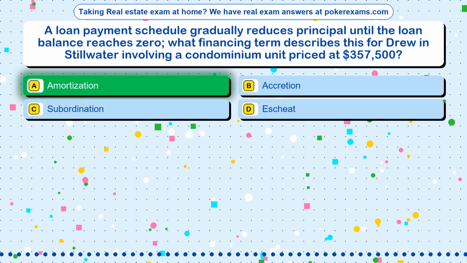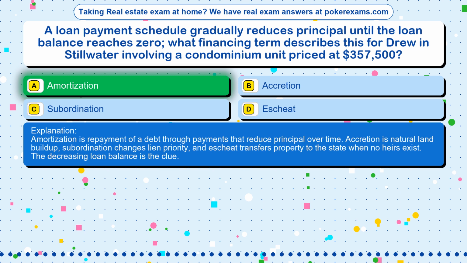The correct answer is option A, amortization. Amortization is repayment of a debt through payments that reduce principal over time. Accretion is natural land buildup. Subordination changes lien priority, and escheat transfers property to the state when no heirs exist. The decreasing loan balance is the clue.